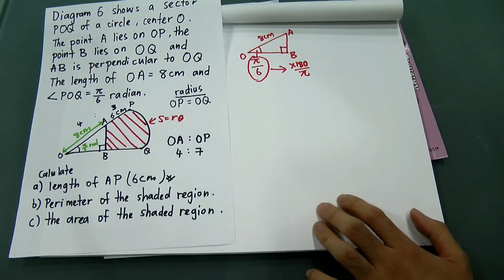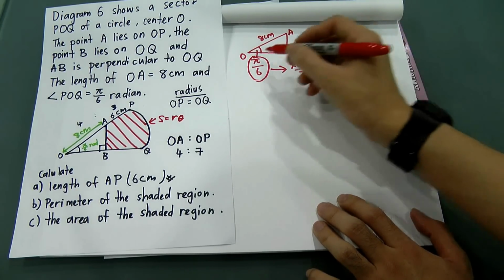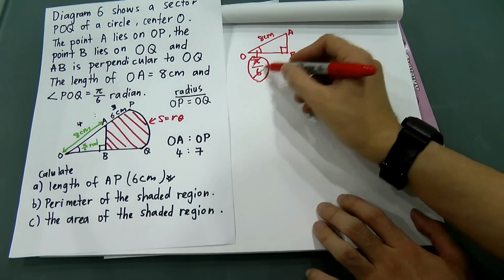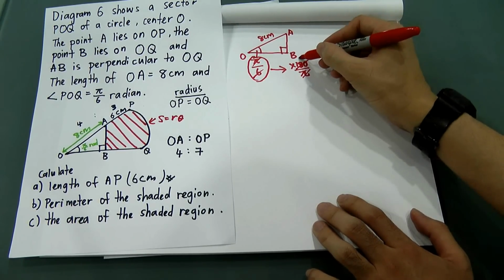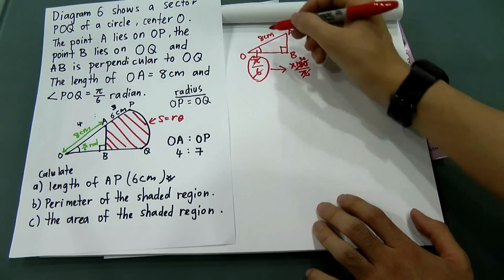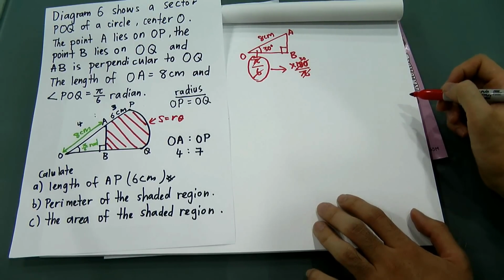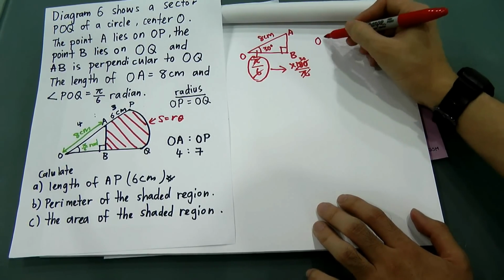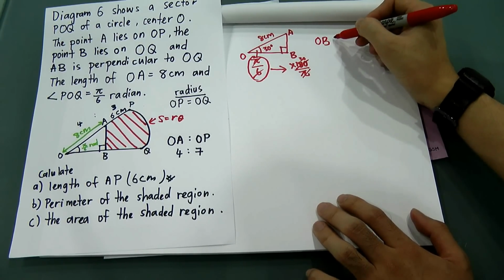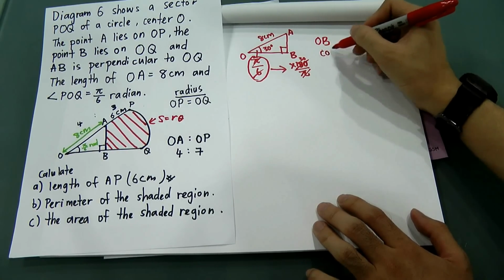Okay, after you multiply 180 by pi, what you will get is that pi and pi cancel out, 6 and 180 I get 30. Means actually this angle will be 30 degrees. So therefore when I want to get OB, very simple, OB will equal cos 30.